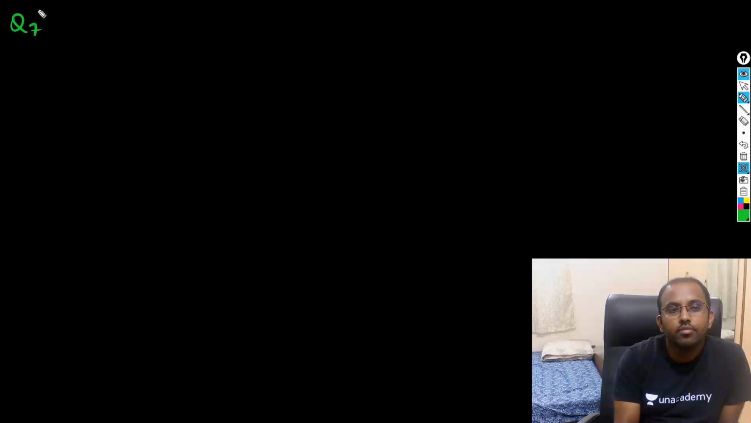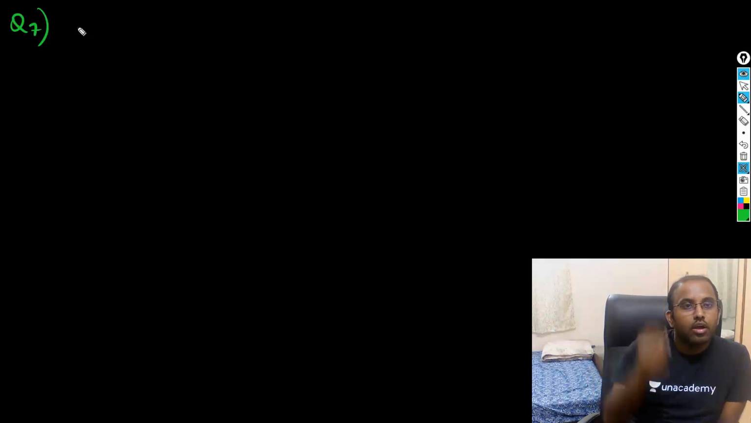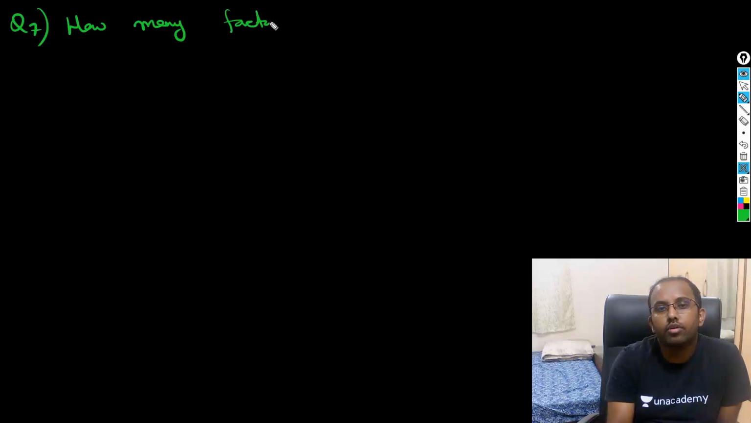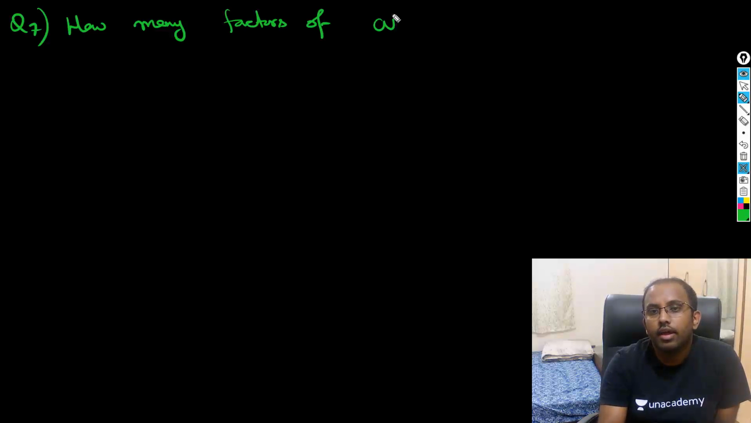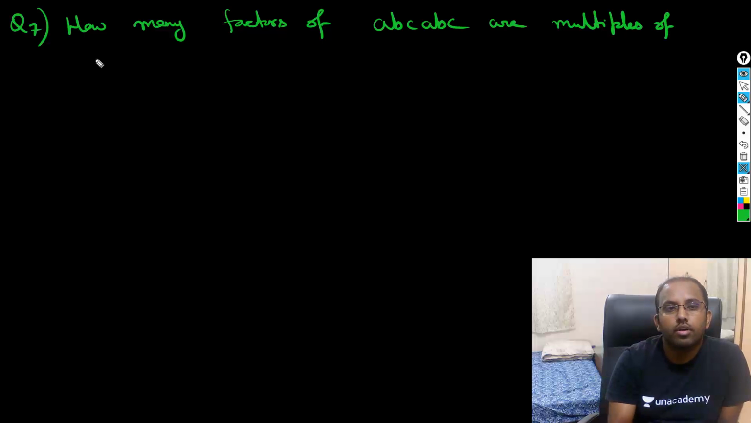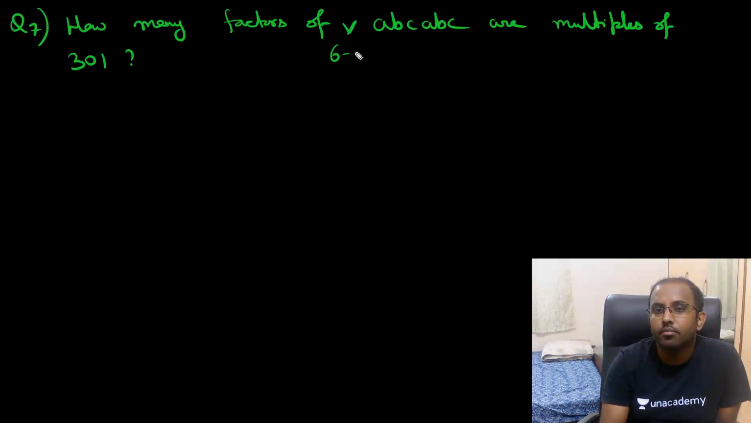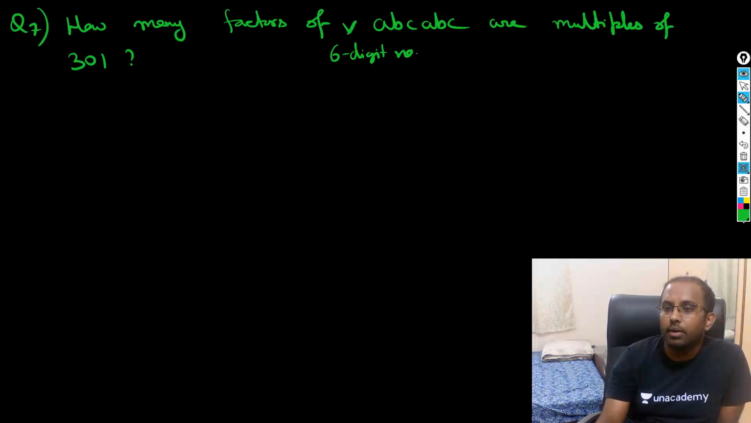Now question 7 says: how many factors of a 6-digit number ABC are multiples of 301? That's the question here. How many factors of a 6-digit number ABC are multiples of 301? Okay, let's solve this question now.